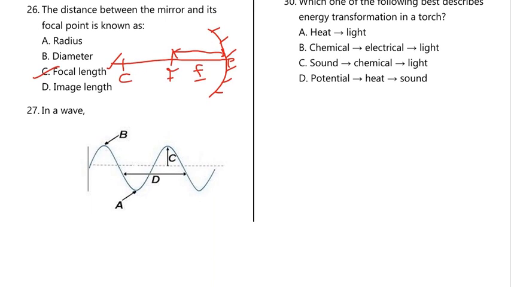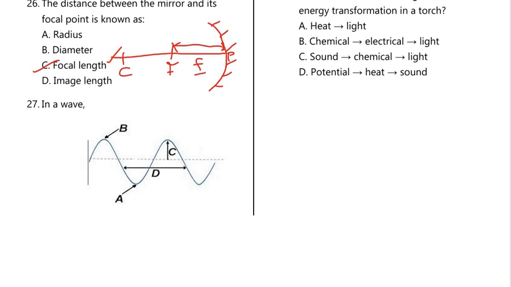27. In a wave, we have the wave here. Allow me to name the parts before moving to the question. Part B is called the crest. A is the trough. C is the amplitude. D is the wavelength. That's what you are supposed to know: the basic parts of a wave, crest, trough, amplitude, wavelength, and then you can calculate the periodic time, frequency, and so on.